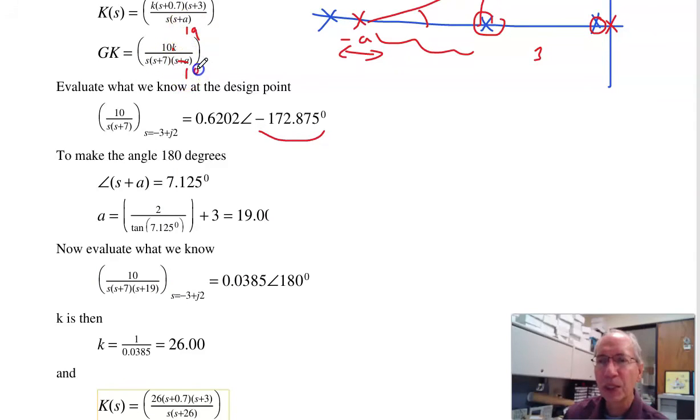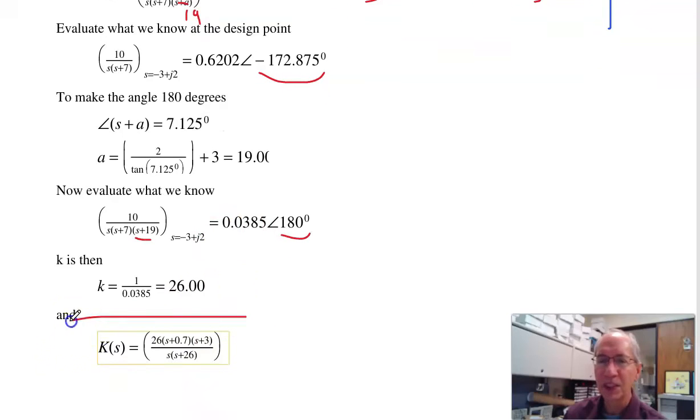If I plug in minus 3 plus j2 into what I know now, here's GK, I get 180 degrees. That's good. That tells me the 19 was correct, but the gain's wrong. Pick K to make the gain 1, and it winds up being 26. And that's just dumb luck that the numbers came up to be such nice round numbers. It's 19. But anyway, that's what you get. And there's other solutions too. This is one solution.